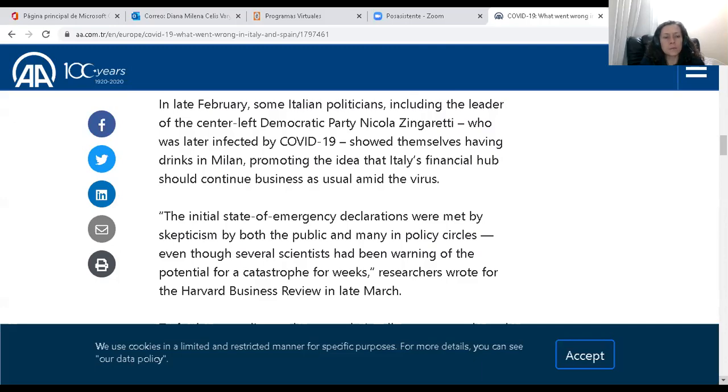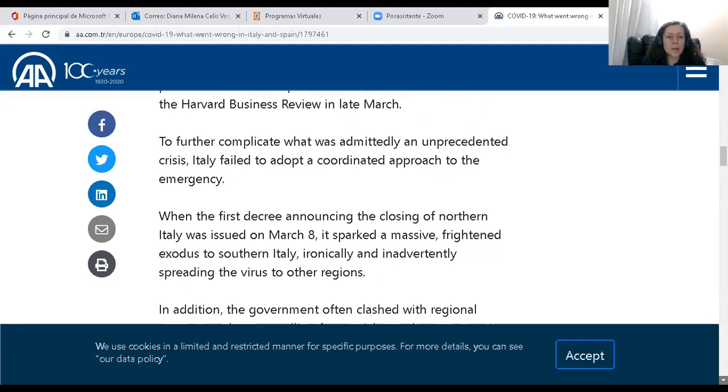The initial state of emergency declarations were met by skepticism by both the public and many in policy circles, even though several scientists had been warning of the potential for the catastrophe for weeks, researchers wrote for the Harvard Business Review in late March.